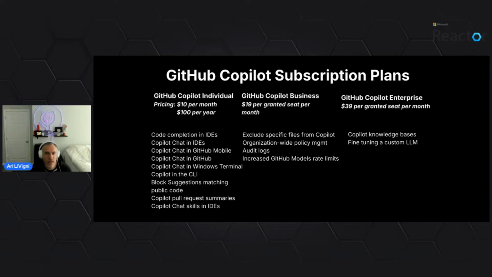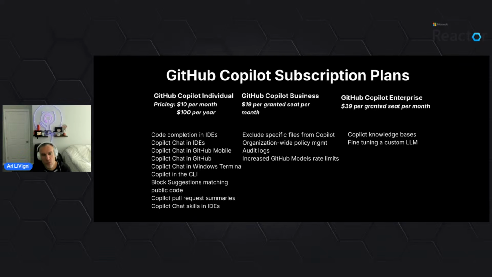Now as we go to the middle of this slide, we have GitHub Copilot Business. It's $19 per granted seat per month. And this allows excluding specific files from Copilot at both the organizational and the repository level, and allows you to have organization-wide policy management.